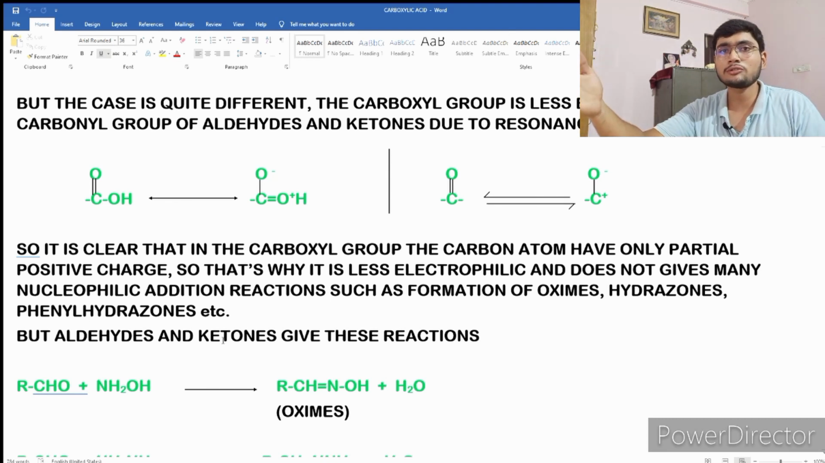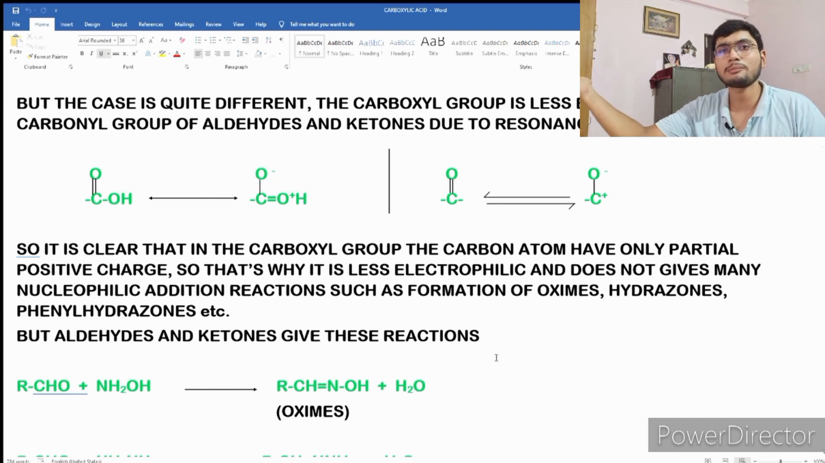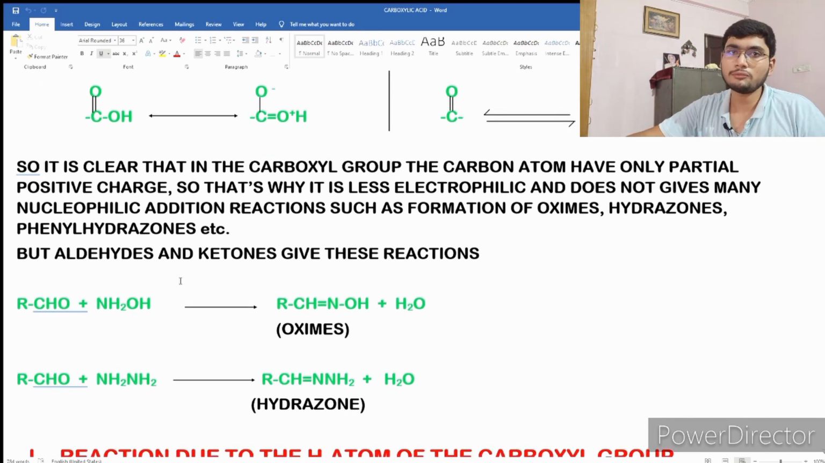Yes, because of the resonance, the electrophilic nature of the carboxyl group is low. So that's why the characteristic reactions of the carbonyl group are not given by the carboxyl group. Carbonyl compounds form oximes, phenyl hydrazones, semicarbazones, and many more. The carboxyl group does not give such reactions due to its less electrophilic nature. But aldehydes and ketones give them, because they have only the carbonyl group, so they have a good electrophilic character. That's why they give nucleophilic addition reactions.